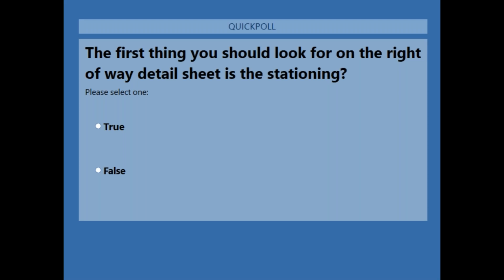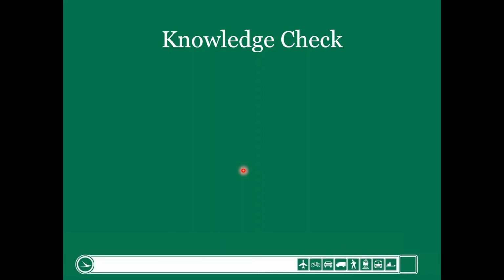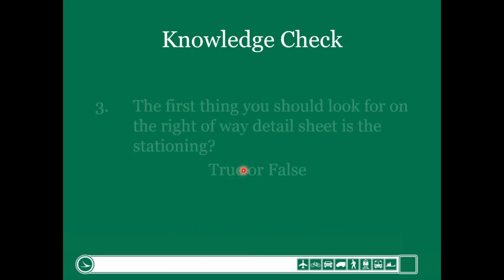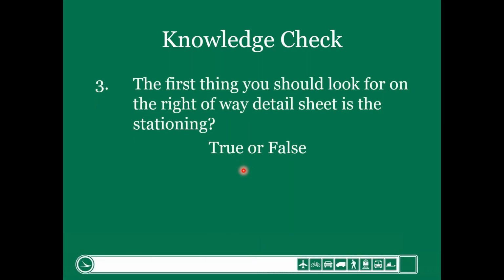All right, I'm going to close the voting down because we've got the majority of responses in. And I'm going to share the results. 55% said true and 45% said false. So I'll be curious. This is good. I knew this was going to trip a lot of people up. The first thing you should look for on a right-of-way detail sheet is the stationing, true or false.